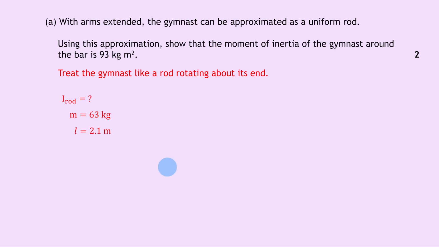So writing down the equation for the moment of inertia of a rod rotating about its end from the relationship sheet, we have I_rod equals a third mL². Substituting in the numbers gives a third times 63 times 2.1 squared, and putting that into your calculator should give you an answer of 93 kg m².